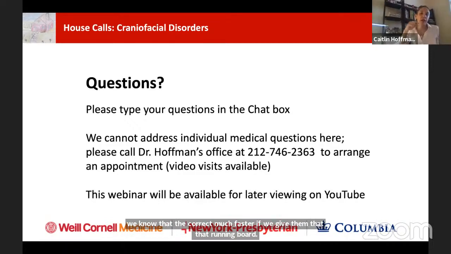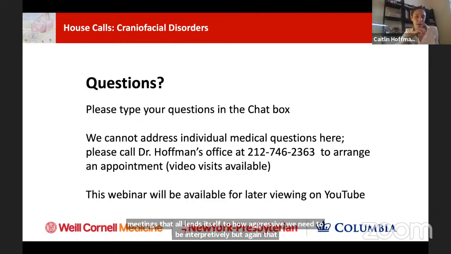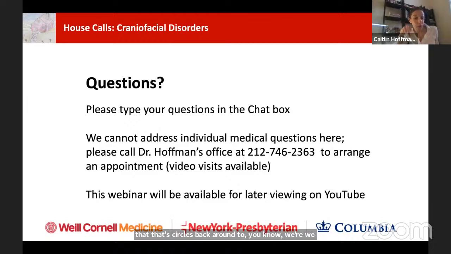So that's the first thing. We're starting to take about 2 centimeters on either side, so the width of the craniectomy approaches about 4 centimeters. It depends also on the degree of a child's deformity, how much compensation we're dealing with at the outset, and therefore how much upfront correction we need. That all lends itself to how aggressive we need to be intraoperatively. But again, that circles back around to where we want to take this in terms of better metrics and better understanding our outcomes. We're starting to become very granular about utilizing a patient's initial 3D imaging and initial clinical presentation to guide our understanding of what that particular patient needs to achieve the best potential cosmetic and functional outcome. I think within a couple of years we will be really actively folding that into our practice.